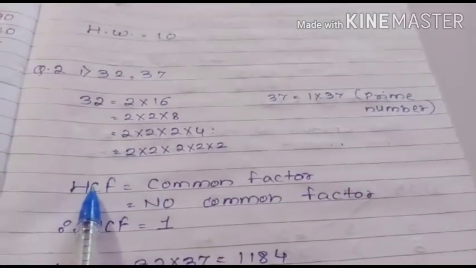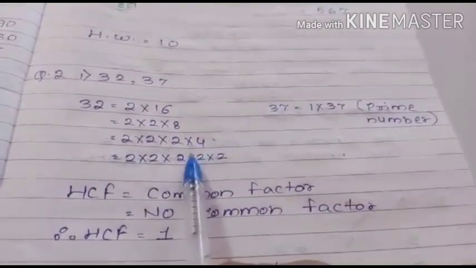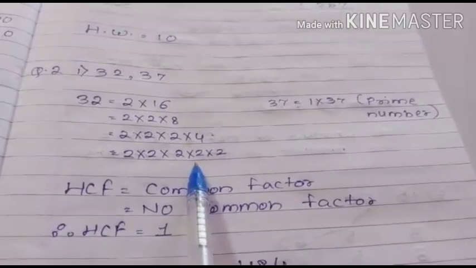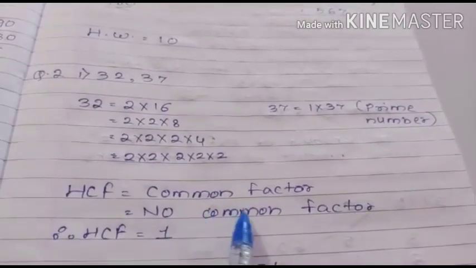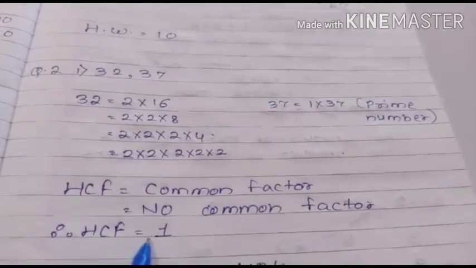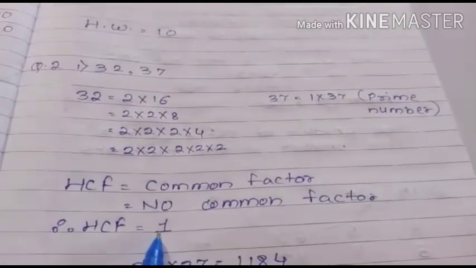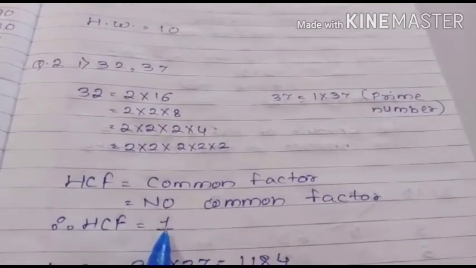Now HCF. HCF means what? We have to take the common factors of both numbers. Is anything common here? So no common factor. If no factor is common, then HCF will remain 1 only. This rule is there. When no common factor is there, HCF will always remain 1.